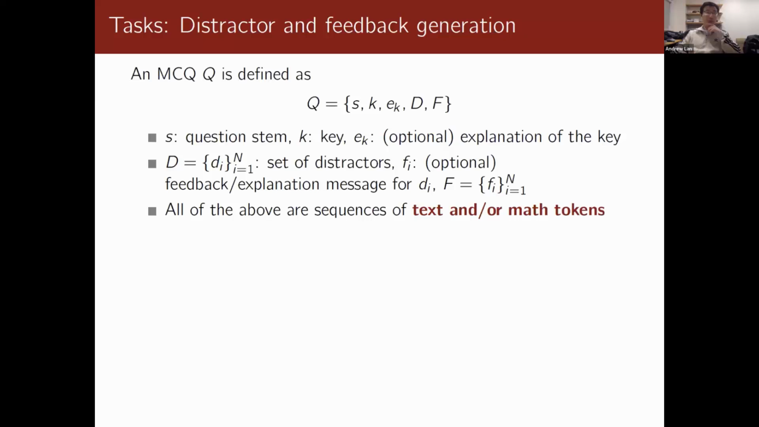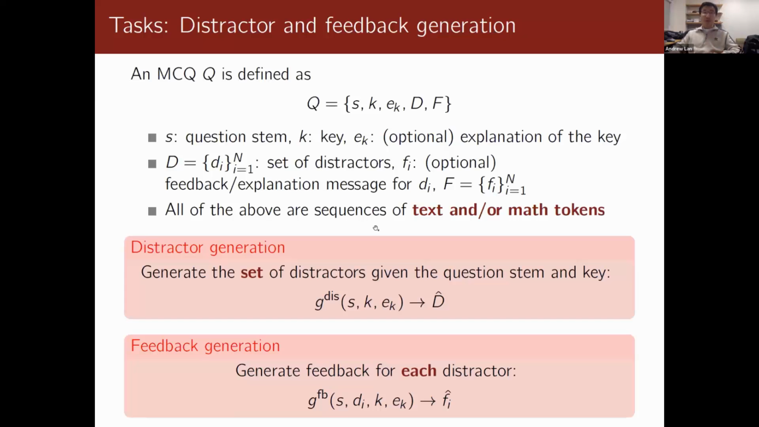To talk about both of these tasks, we treat all of these feedback and explanation messages, and also the question stem and key explanations, as text or math tokens. For the distractor generation task, at least in this particular work, our goal is to generate a set of distractors given the question stem and the key. So given all other parts of the question, fill in the set of 3 distractors.